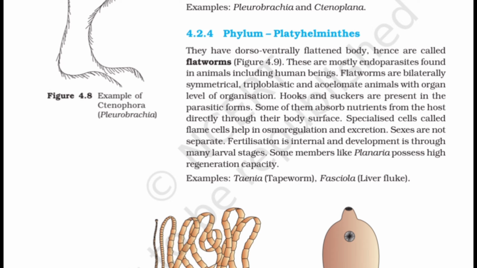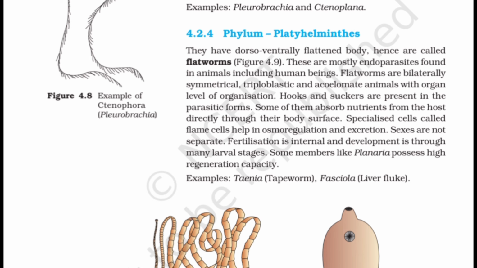Sexes are not separate. Fertilization is internal and development is through many larval stages. Some members like planaria possess high regenerative capacity. Example, Taenia tapeworm and Fasciola liver fluke. The next phylum is phylum Aschelminthes.